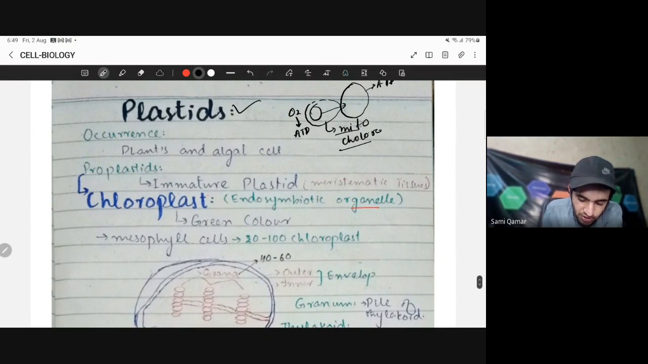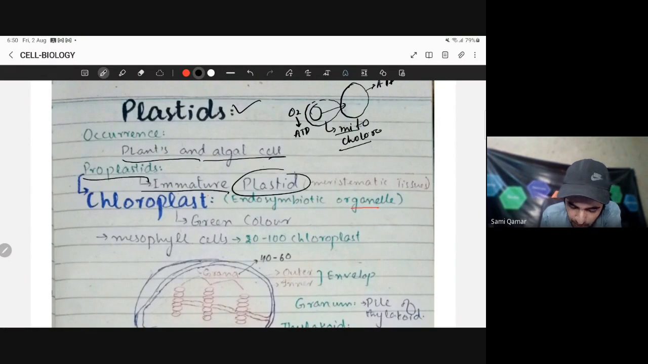Okay, plastids. First of all, let's talk about plastids. Plastids occur in plants and algal cells. Proplastids are immature plastids. Now let's talk about proplastids. The plastids are chloroplast, chromoplast, and leucoplast. Three types.